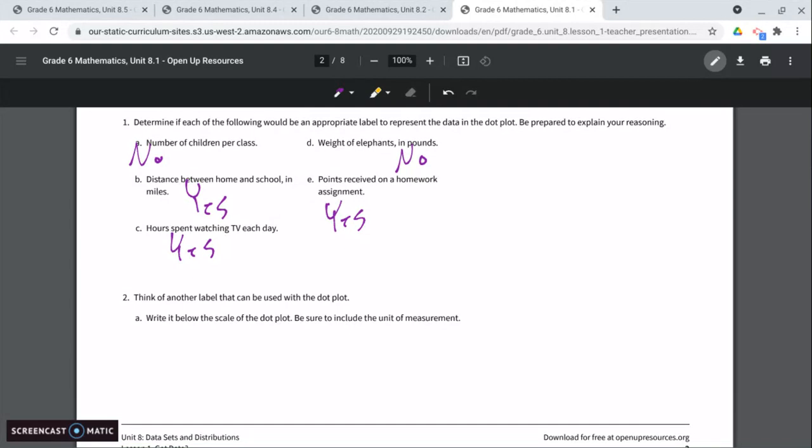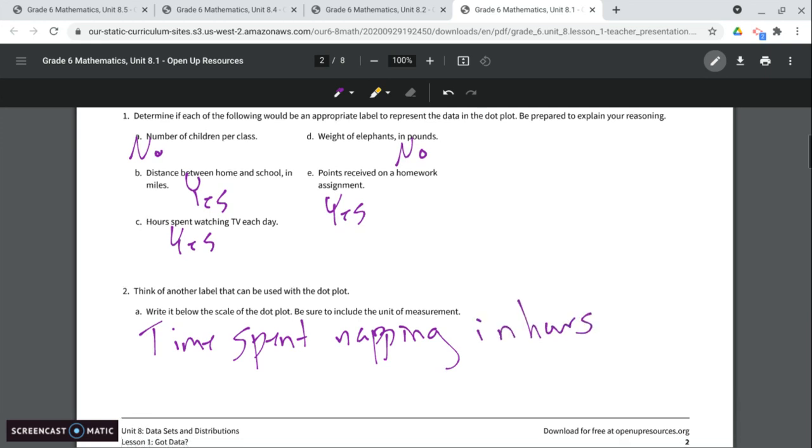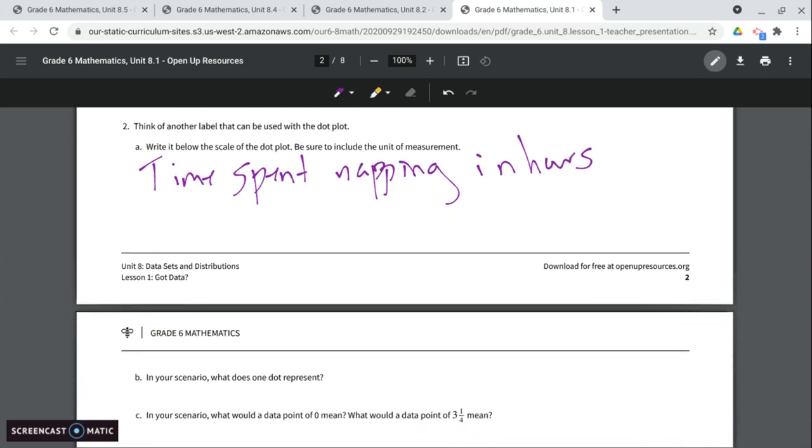All right, for number 2, think of another label that could be used with the dot plot. We could say time spent napping. That could be a fractional amount. Most people would take under a 3-hour nap, hopefully. Hours. All right, so for part B, in your scenario, what does a dot represent? It represents the length of the nap in hours.